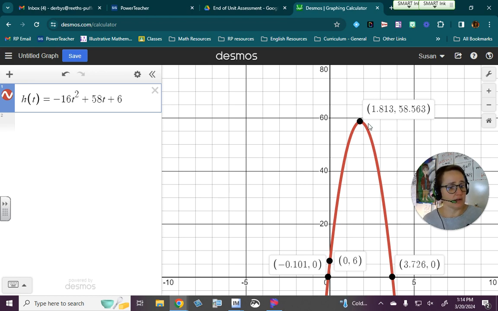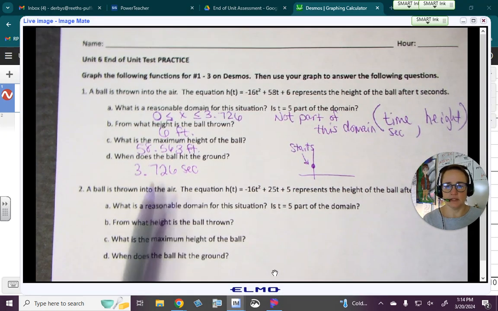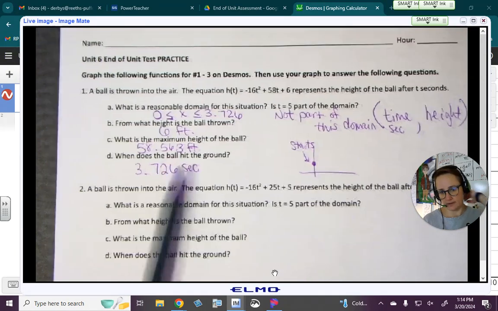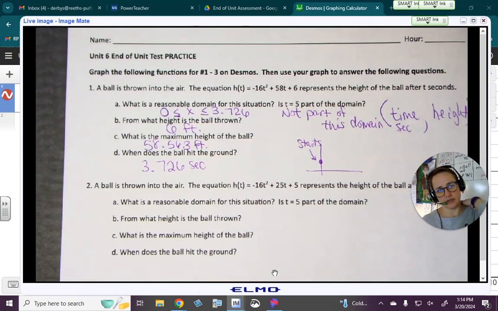And when does that ball hit the ground? Well, that's when it has a height of 0. If it's 0 feet off the ground or inches or whatever this is, it happens at 3.726 seconds after it's thrown. So we have our height that it's thrown from, the maximum height of the ball, and when it hits the ground.